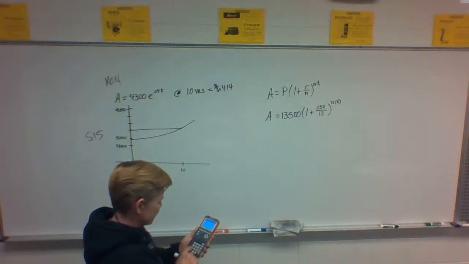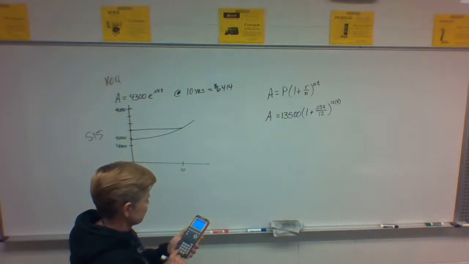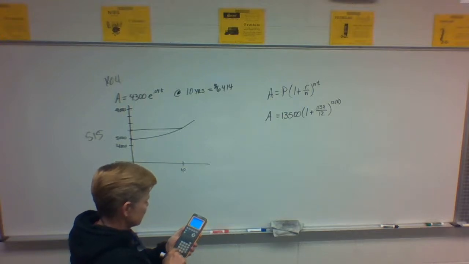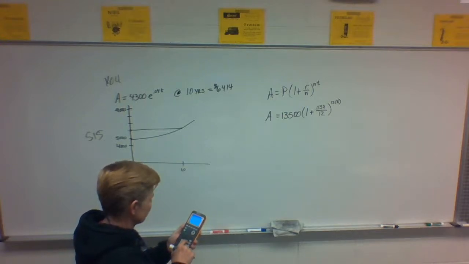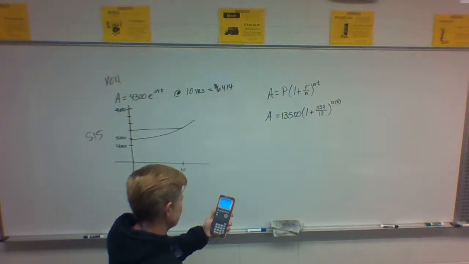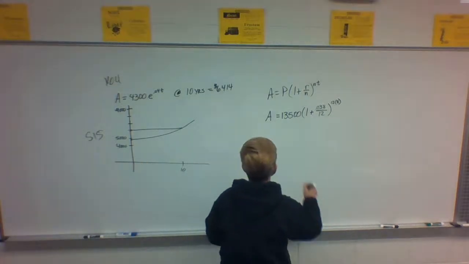So I'm going to write that 13,500 parenthesis 1 plus 0.038 divided by 12, and it understands order of operations beautifully. Close that parenthesis, raise it to that, and while you're in the exponent, write 12 times 8. You don't even have to do the arithmetic. Just make sure you're in the exponent for both of them. Get out of there and hit enter. 18,287.35.